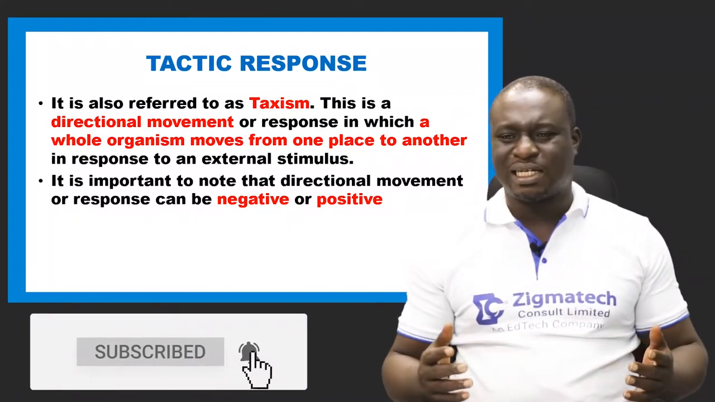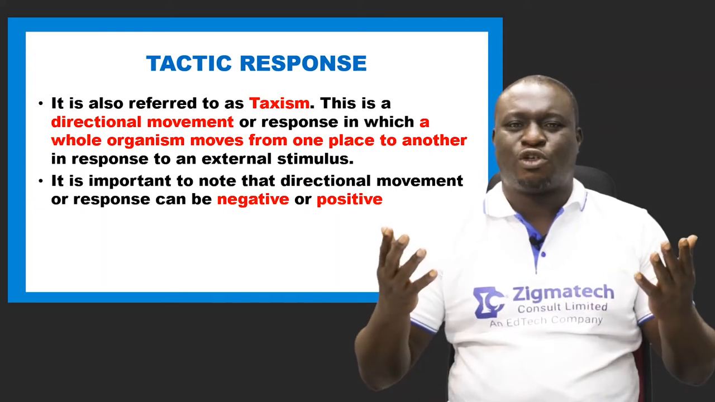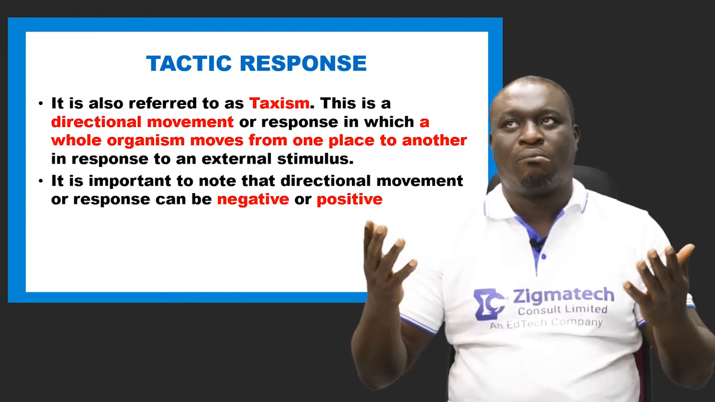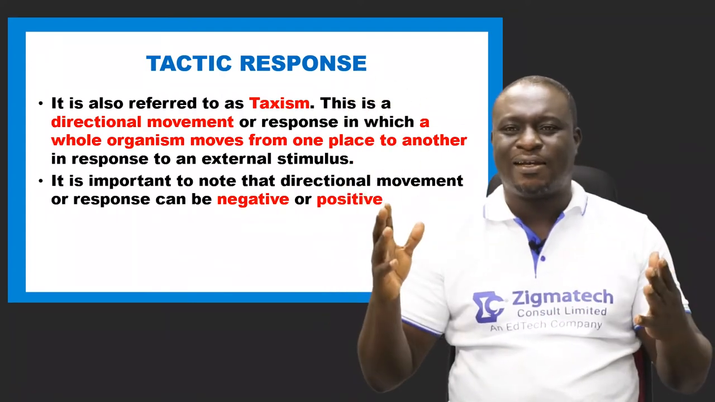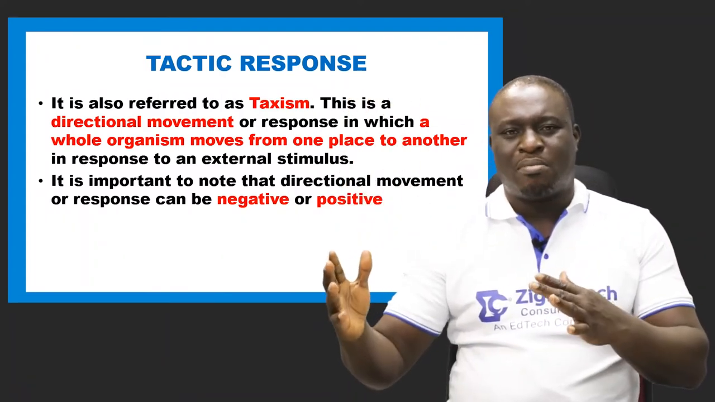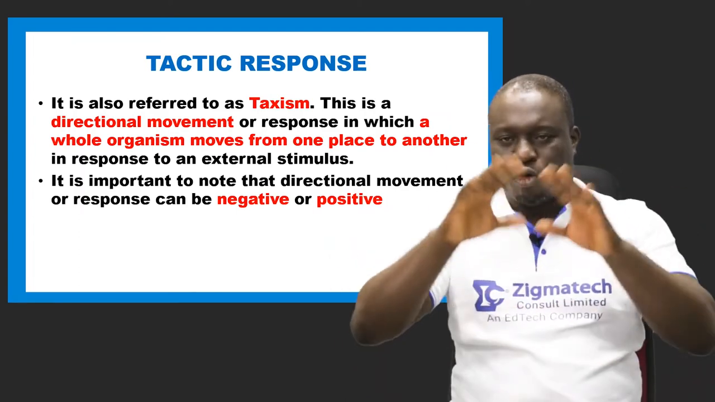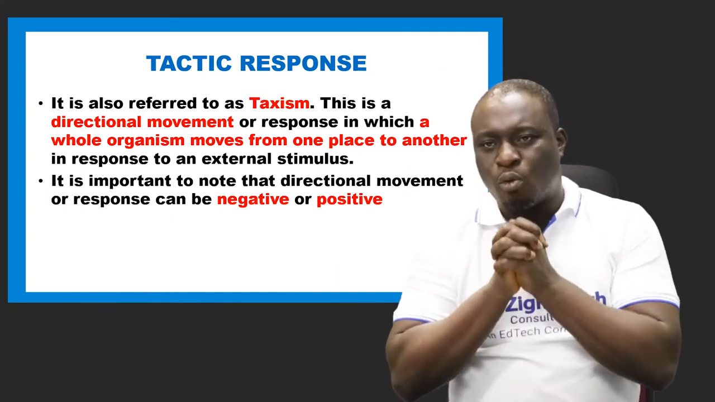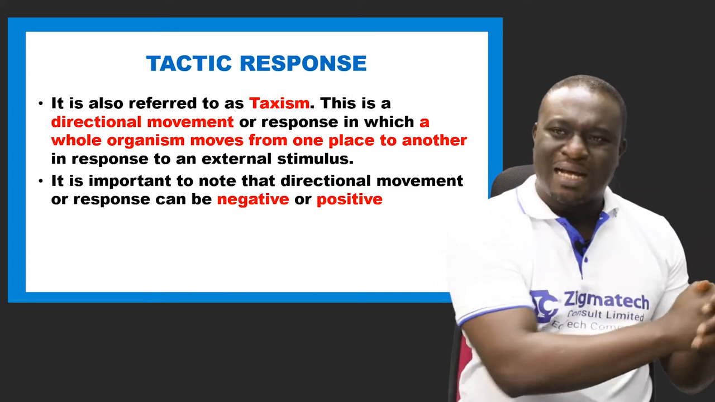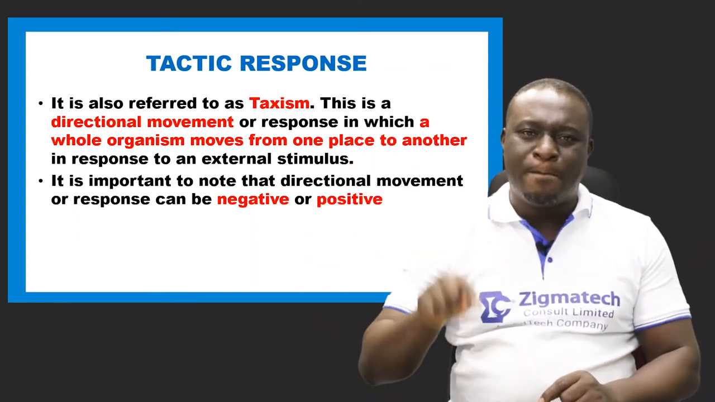It simply means that, to give an instance, if the light intensity is high, some organisms might tend to move away from that light intensity. That is the whole of the organism moving, or locomoting, from one place to another based on the external stimulus.